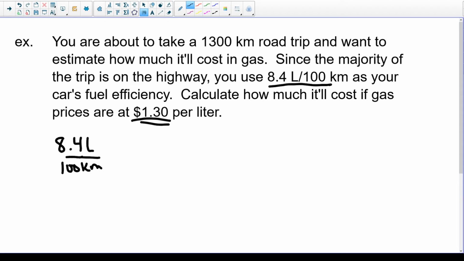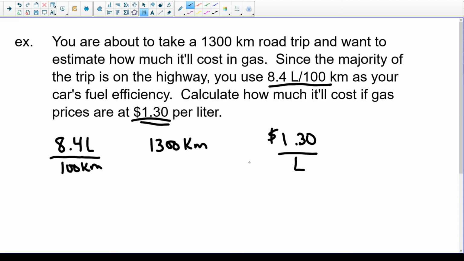I'm going to write that as a fraction. You've got 1,300 kilometers, and you've got $1.30 per liter. I'm going to use a capital L for liter so you can tell that it's not a 1, okay? We have to somehow combine these three numbers to end up with dollars as a final answer.